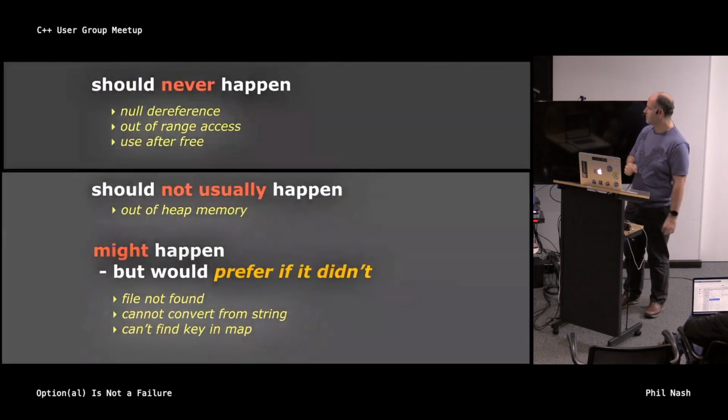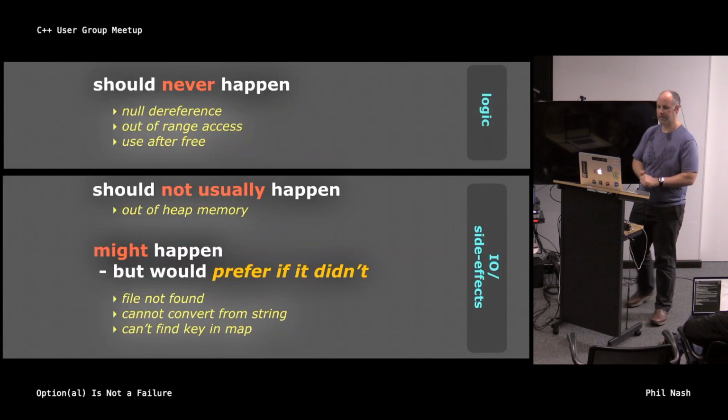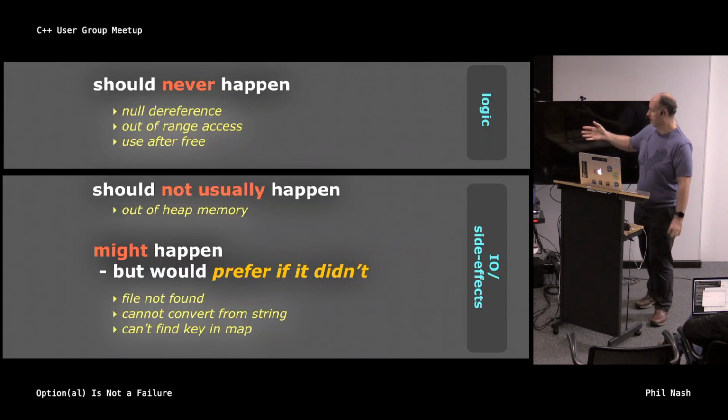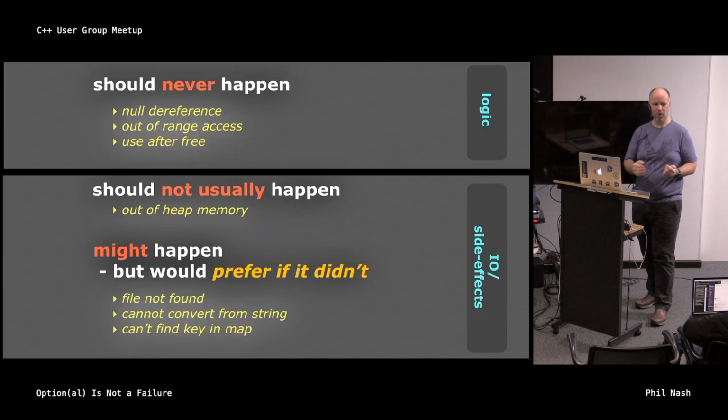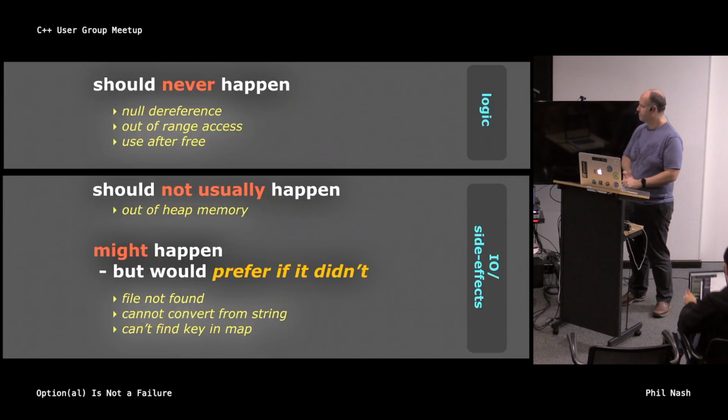So let's break these things down a different way. I mentioned that should never happen represents a bug, or in other words, a logic error. Whereas the bottom bucket is to do with I/O or side effects. And if you think about it, it's the only way it can be. The errors must either occur from something inside the code, the logic, a bug, or from outside the code. If it's coming from outside, it must be I/O.